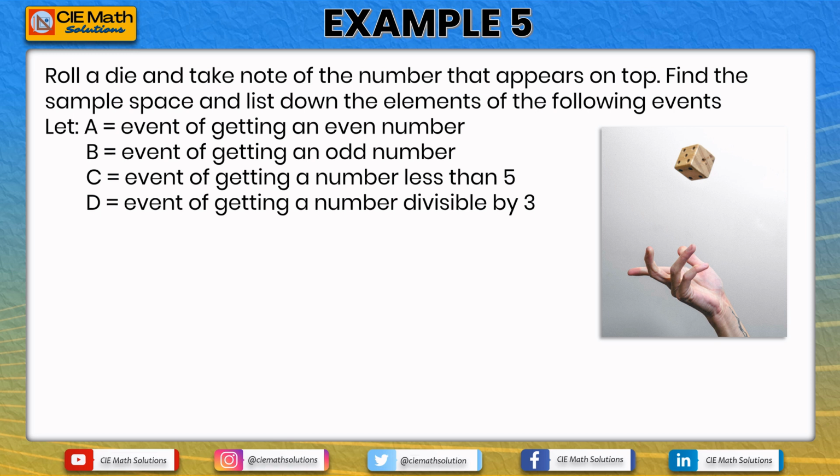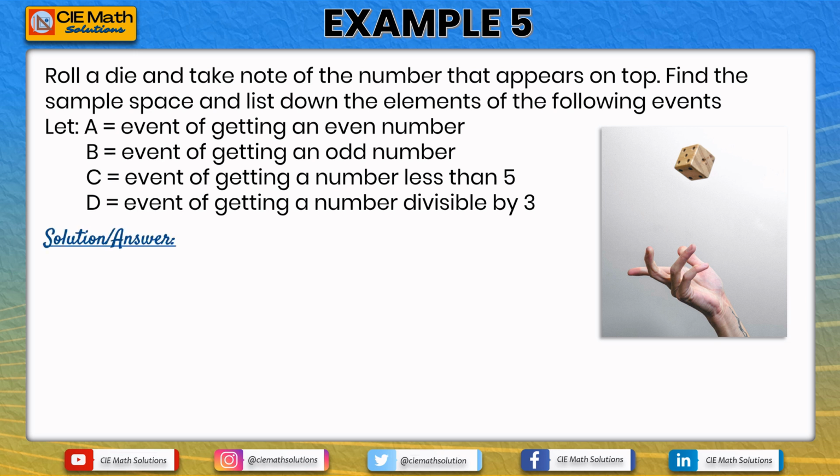Going to example 5. Roll a die and take note of the number that appears on top. Find the sample space and list down the elements of the following events. Event A is getting an even number, B is getting an odd number, C is the event of getting a number less than 5, and D is the event of getting a number divisible by 3.